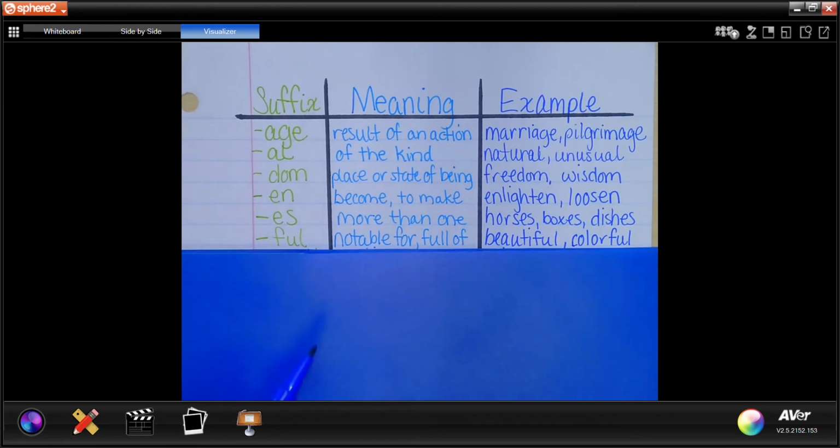The next suffix is full, meaning notable for or full of. One example of the suffix full is used in beautiful. Beautiful is being full of beauty. Another example is colorful, being full of color.